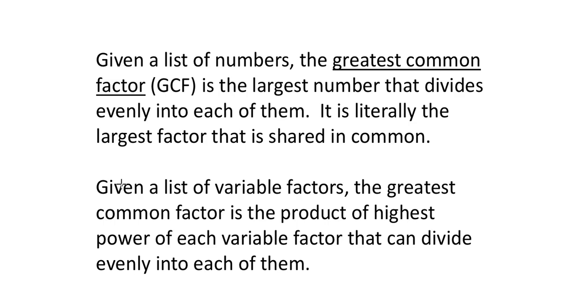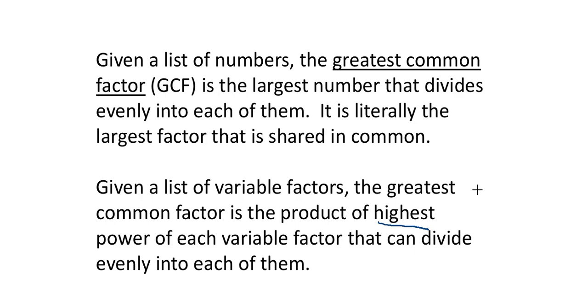For the variable factors, the wording on this is a little bit convoluted, I feel like. It's kind of the same concept. The greatest common factor is the product of the highest power of each variable factor that can divide evenly into each of them. While we're looking for the highest power that can divide evenly into each of them, you want to take the lowest power that occurs, because that is the highest power that will divide evenly into each of your expressions.